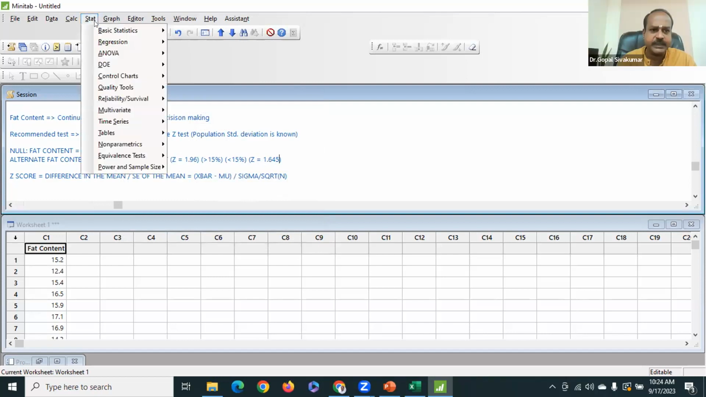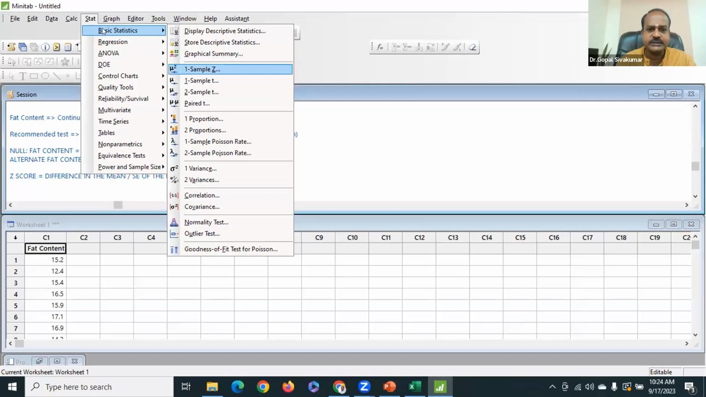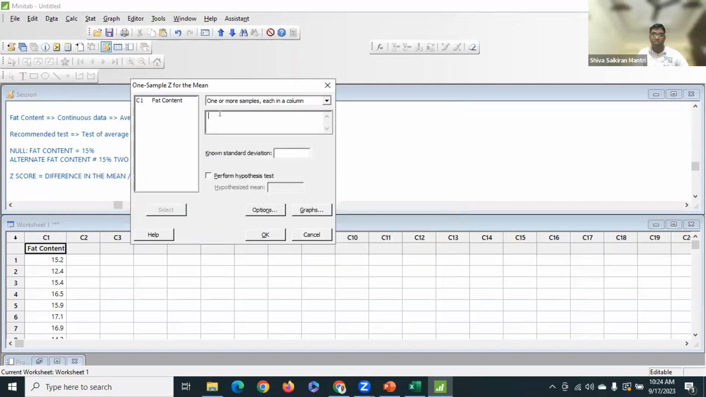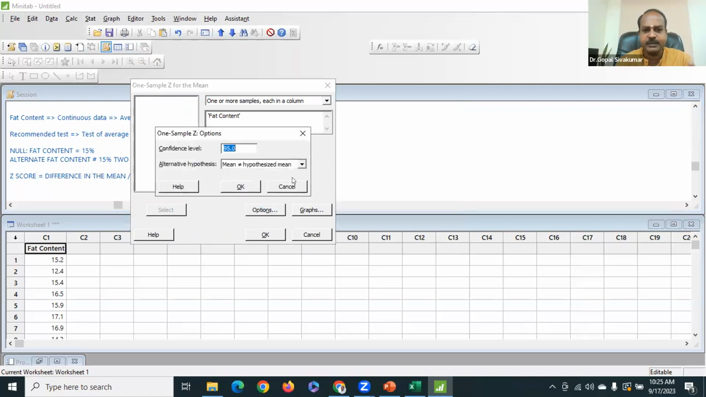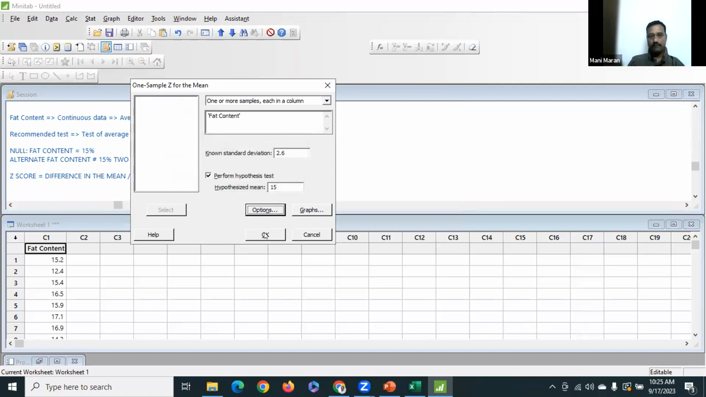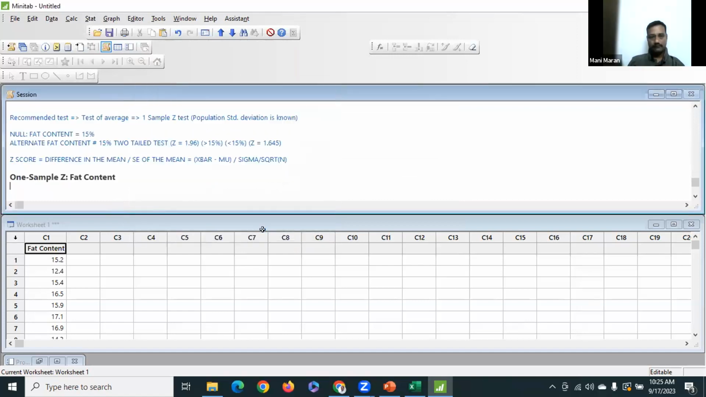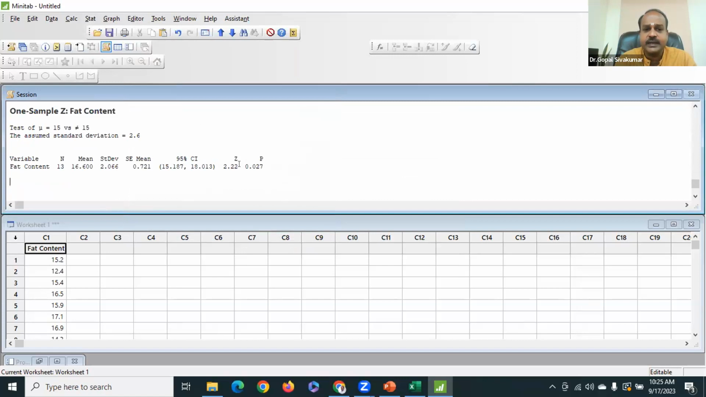Let us do it. Stat, basic stat, one sample t-test, column 1, and it is 2.6. Perform the hypothesis test. Tick here, and then put 15 here. Option 95%. I make it two-tailed. That means the permissible value is 1.96. Okay, and then one more okay. Now the complete hypothesis testing is done. You get the Z-score of 2.22.